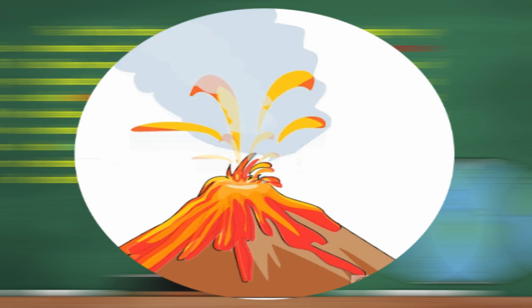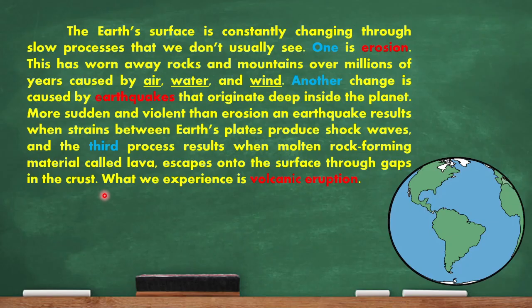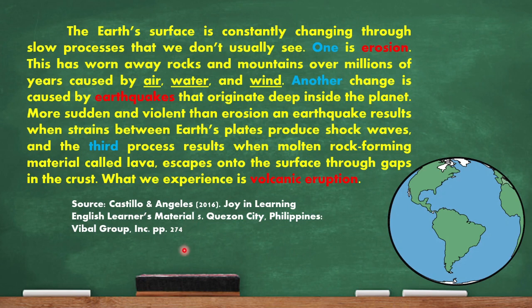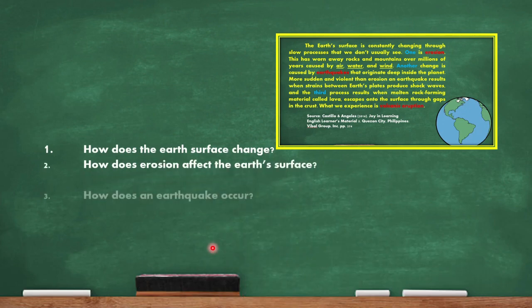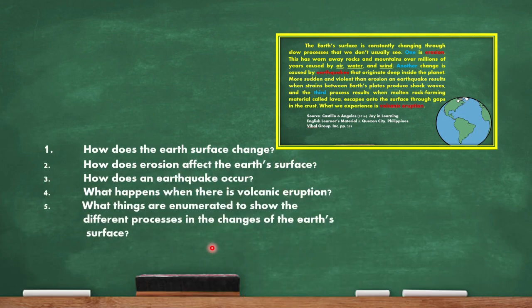Alright, so this is our source. Okay, this excerpt has been gotten from this source. So now, let's answer the questions that follow. Alright, here are the questions. Number 1. How does the Earth's surface change? Correct. The answer is through the processes that are enumerated.